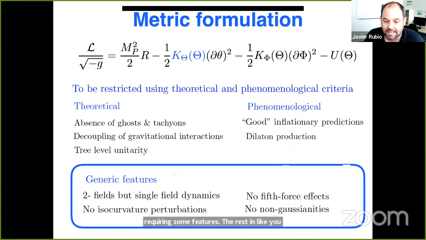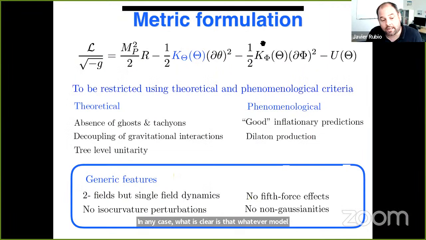And from a phenomenological point of view, you can also put restrictions like comparing with inflationary predictions, but also looking at the Dirac production that, due to this term, can be different in different gravity incarnations. In any case, what is clear is that whatever model of this kind you construct, there will be some features that are interesting and just related to scale invariance.